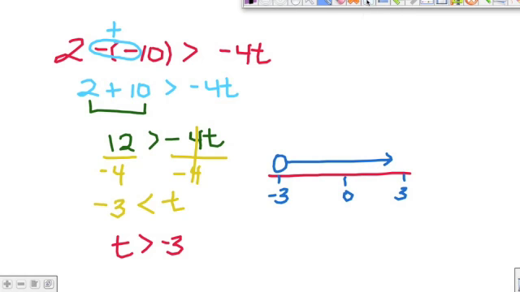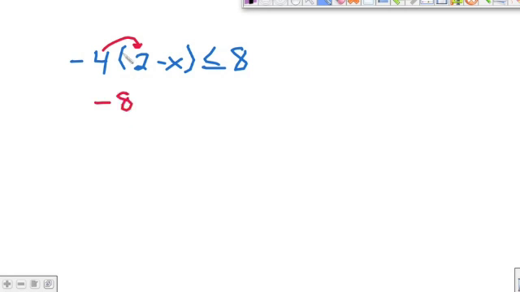All right, last one. We have negative 4 times 2 minus x less than or equal to 8. Do our double rainbow of distributive property. Negative 4 times 2 is going to give us negative 8. Negative 4 times negative x is going to give us 4x. A negative and a negative is going to give us a positive. Bring down our inequality sign and our 8.